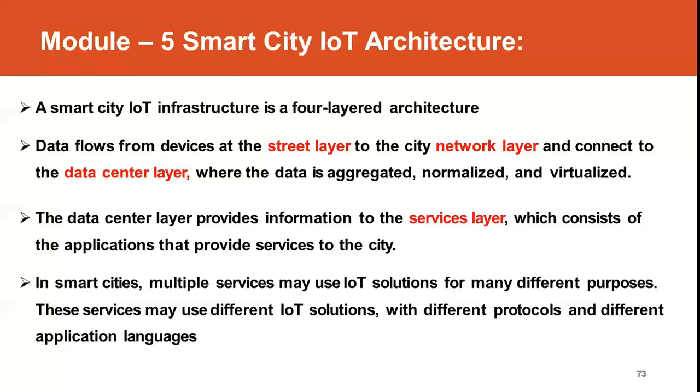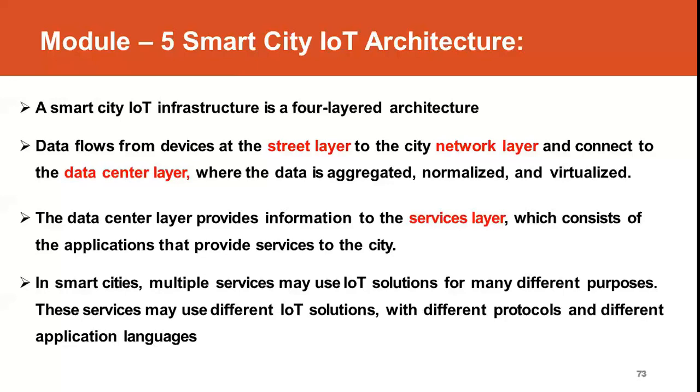So in order to build a smart city, a layered approach can be followed. For example, the layers of this smart city architecture include the street layer, network layer, data center layer, and service layer. In order to build a smart city, we need to deploy the sensors. These sensors will gather the data. What kind of data they will gather depends on the need. We'll look into those later.